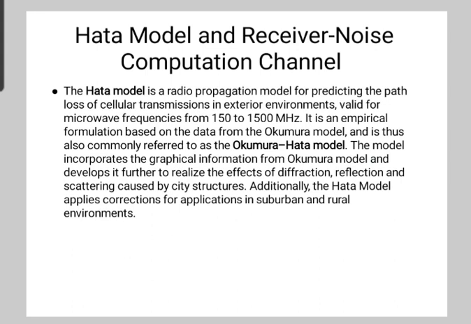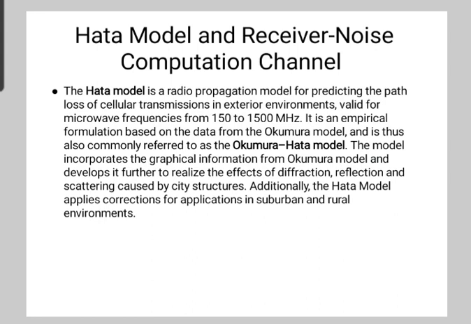So, the Hata model is a radio propagation model for predicting the path loss of cellular transmission in exterior environments. It is valid for microwave frequencies from 150 to 1500 megahertz, and it is an empirical formulation based on the data from the Okumura model and is thus also commonly referred to as the Okumura-Hata model.